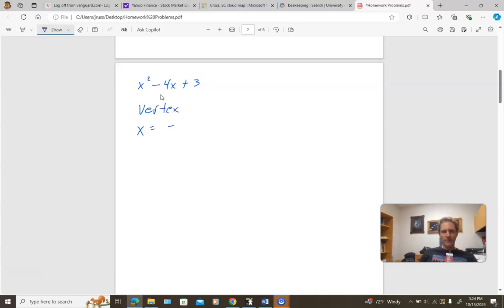Alright, well, for the vertex, guys, you've got to remember that formula. The x-coordinate comes from the negative b over 2a. So b in this case is already a negative, so we'll have a negative 4 over 2 times a. A is an understood 1. So on top, that's going to give us a positive 4 over 2, which is 2. Okay, so the x-coordinate of our vertex is 2.